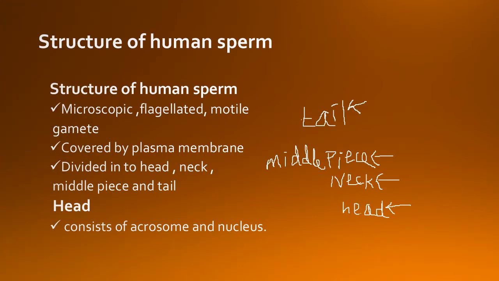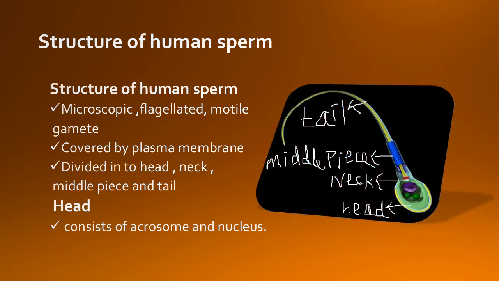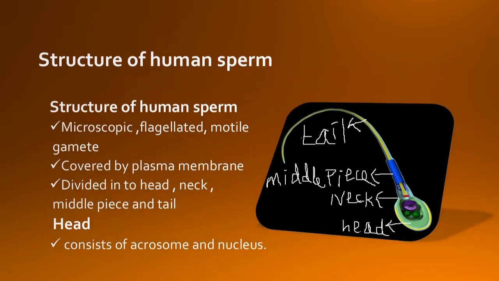Now we shall see the structure of the human sperm. The sperm is microscopic. It has a flagellum which helps in the movement of sperm. The outer surface of the sperm is fully covered by a plasma membrane. It is mainly divided into 4 parts, namely head, neck, middle piece and tail. The head is made up of 2 parts, the acrosome and the nucleus.